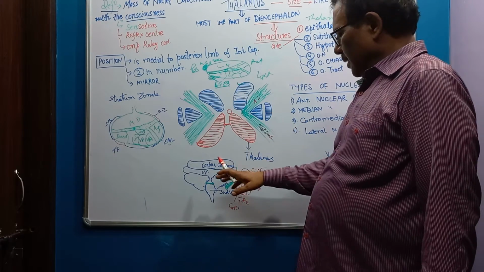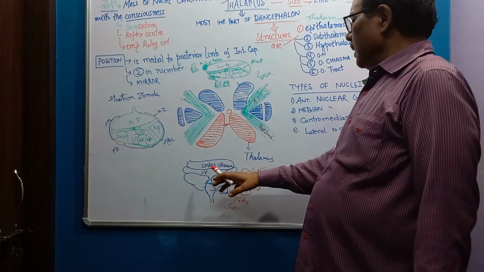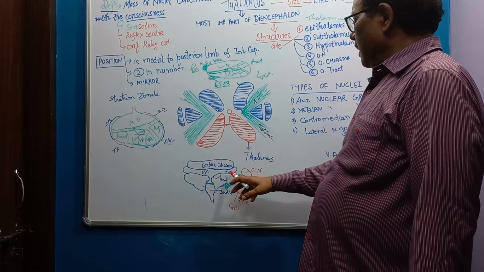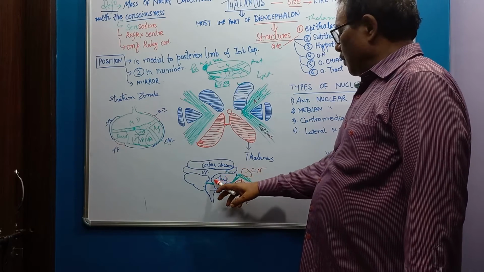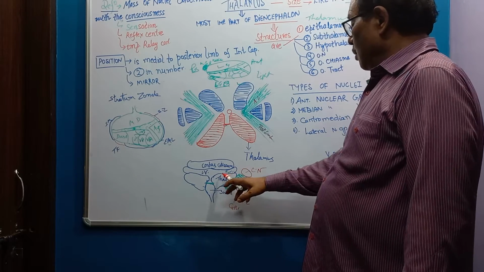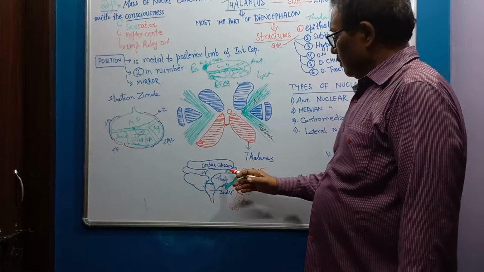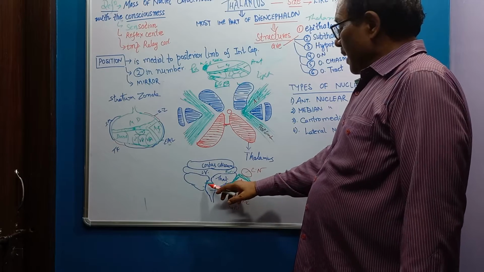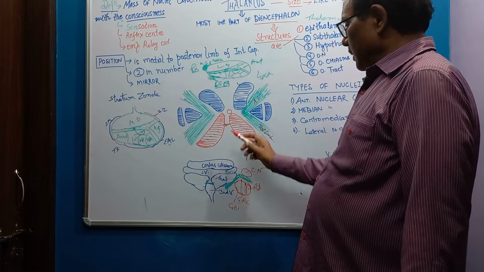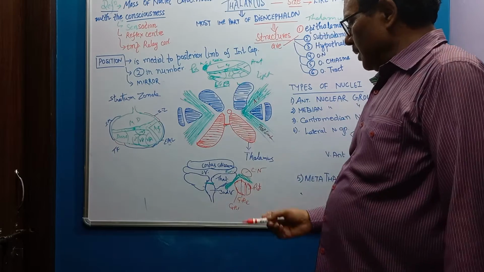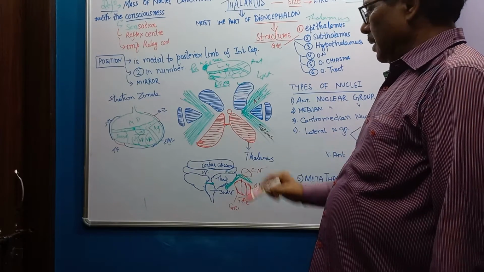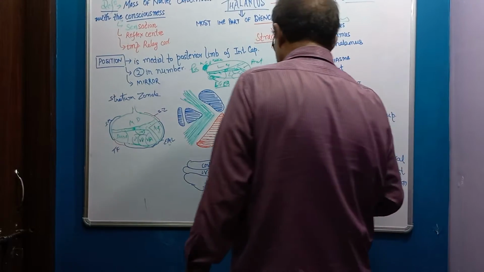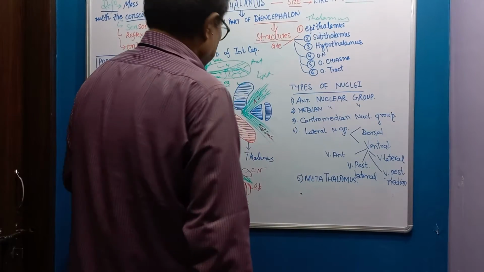Now the other landmarks are the corpus callosum and the lateral ventricle. The thalamus forms the lower wall of the anterior horn of the lateral ventricle. There are two thalami, and this is the connection between them, the massa intermedia or isthmus. This is about the position of the thalamus.